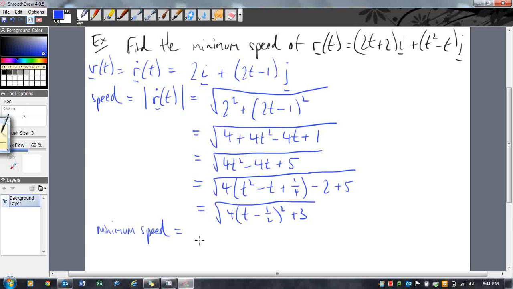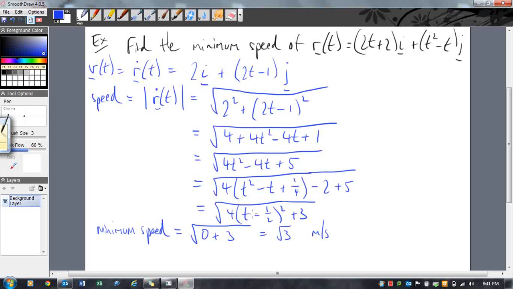is going to be equal to square root. So when this is equal to 0, so it'll be 0 squared. So 4 times 0 squared, that's just all 0 plus 3. And that's equal to root 3. And let's just say it's meters per second, because I didn't say anything about it in the question. So minimum speed is root 3.